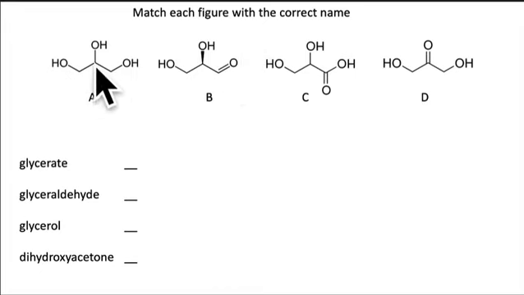Aldehyde, formed by the oxidation of glycerol, or glyceraldehyde if you want. Oxidize it again, what do you get? Well, what's the group? Please answer. This is a carboxylic acid made by oxidizing glycerol one more time, hence glycerate or glyceric acid.